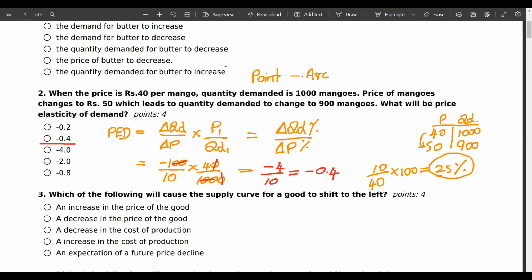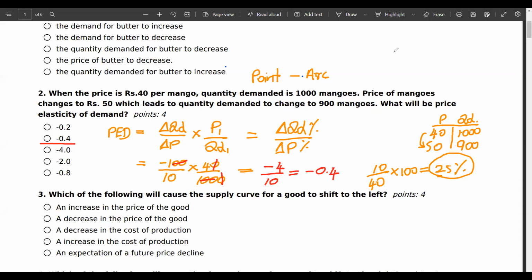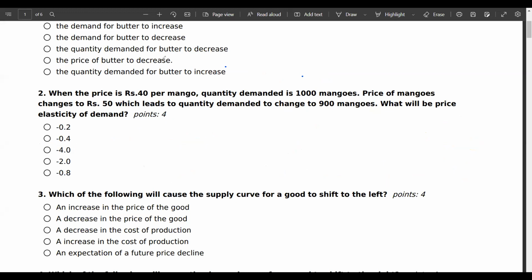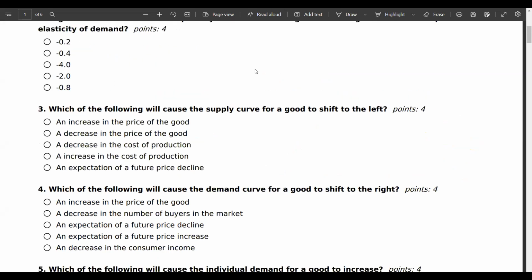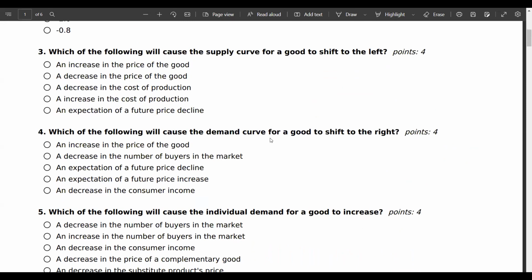With that, we'll move on to the next question now. As you can see, the next one is again about the supply curve. Which of the following will cause the supply curve for a good to shift to the left? Simple. So the supply curve is shifting to the left. What will it look like? Let me draw it and show.